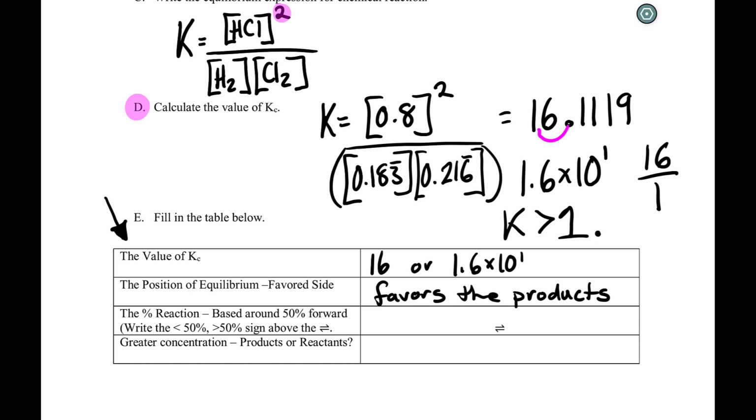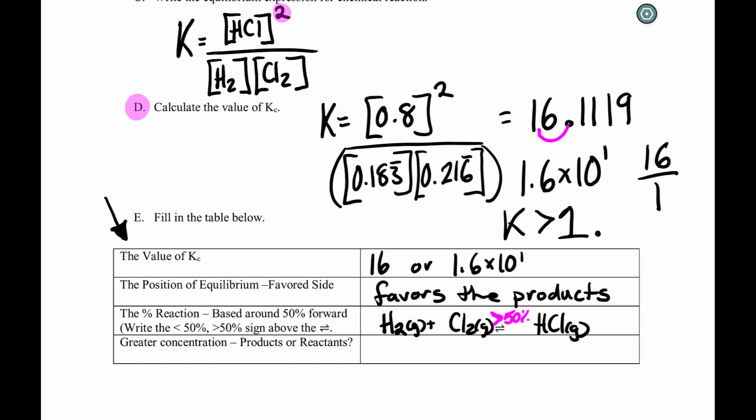The next thing I'm going to do is write my reaction in here. So H2 gas plus Cl2 gas makes HCl gas. And I have to put in the greater than or less than 50% sign above the arrow. Now, because this favors the products, it's greater than 50%. And so I have to have the greater than sign pointing towards the products, so greater than 50%.